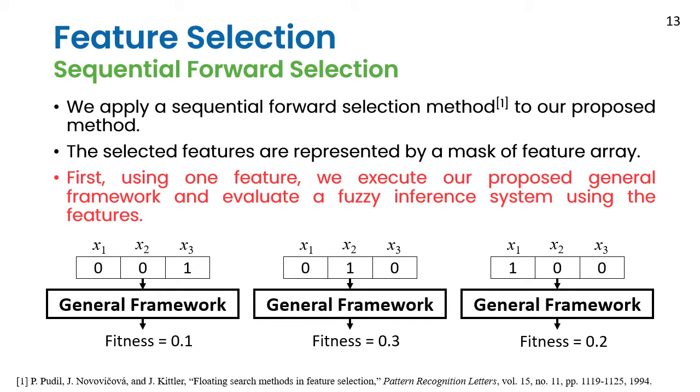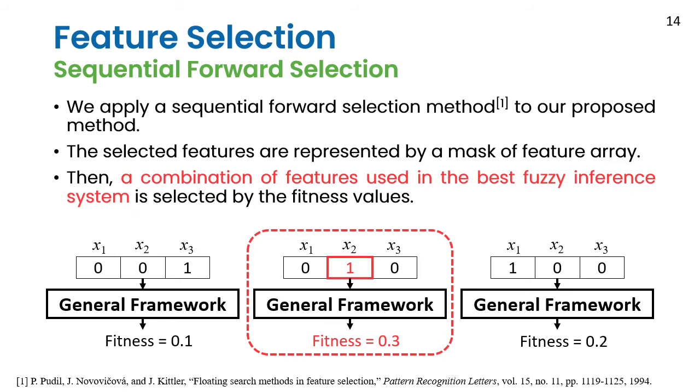For this year's competition, we newly apply a feature selection method to our proposed general framework. We employ a sequential forward selection method. First, we execute our proposed general framework using only one feature. The framework will be executed for each feature, and the obtained fuzzy inference systems are evaluated. Then, a combination of features used in the best fuzzy inference system is selected by the fitness value.